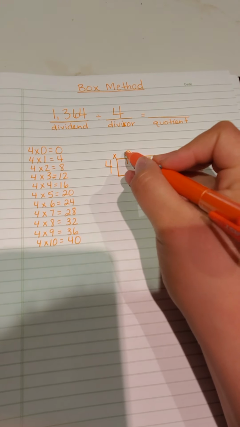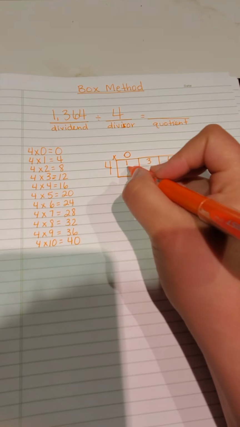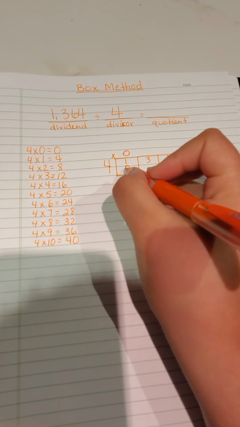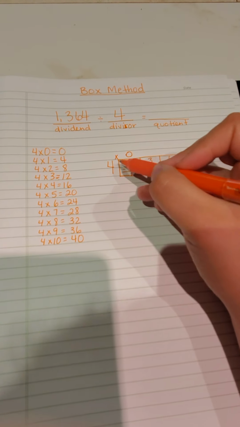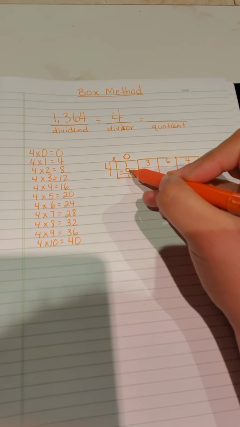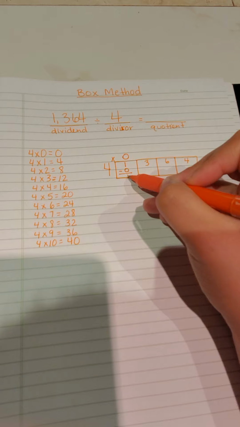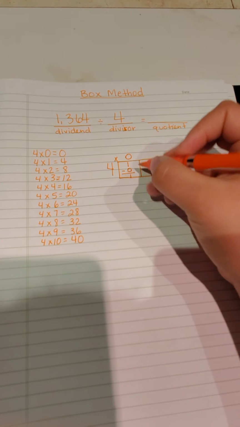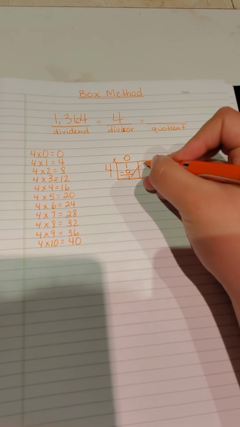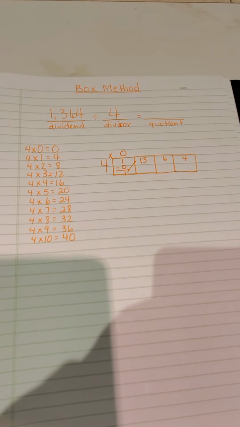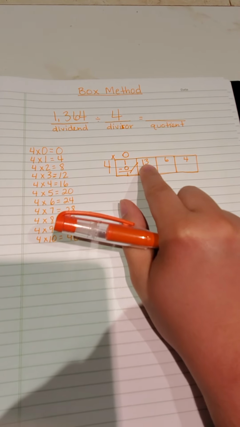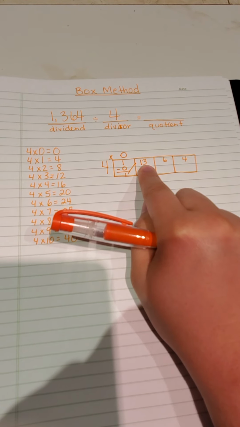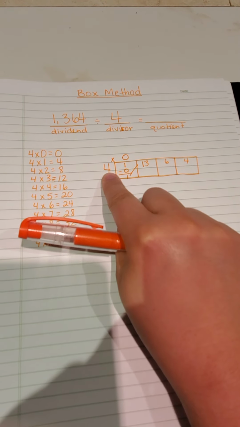So 4 times 0 equaled what? 0. You're right. My next step is to subtract. So I had 4 times 0 equaled 0. I subtracted 1 minus 0 and I got 1 left. This 1, I want to bring it up. See what I did here? I brought that 1 up to my next box. So now I made 13 in the next box. Now I have 13 divided by 4.